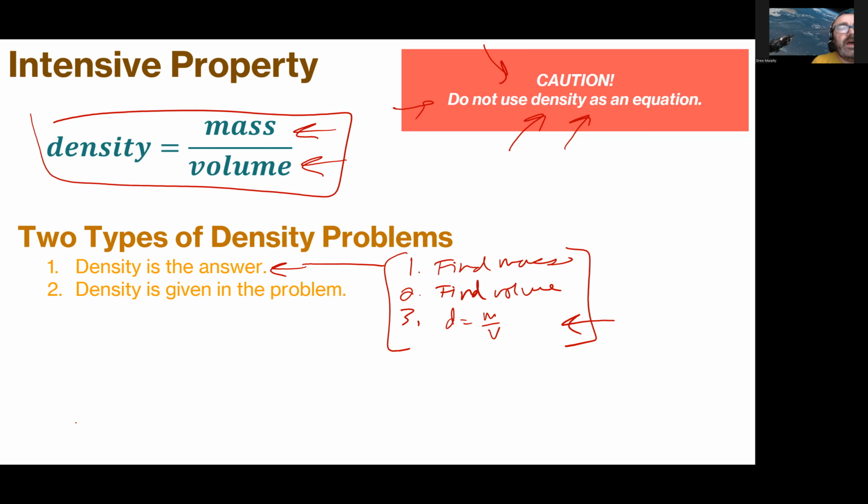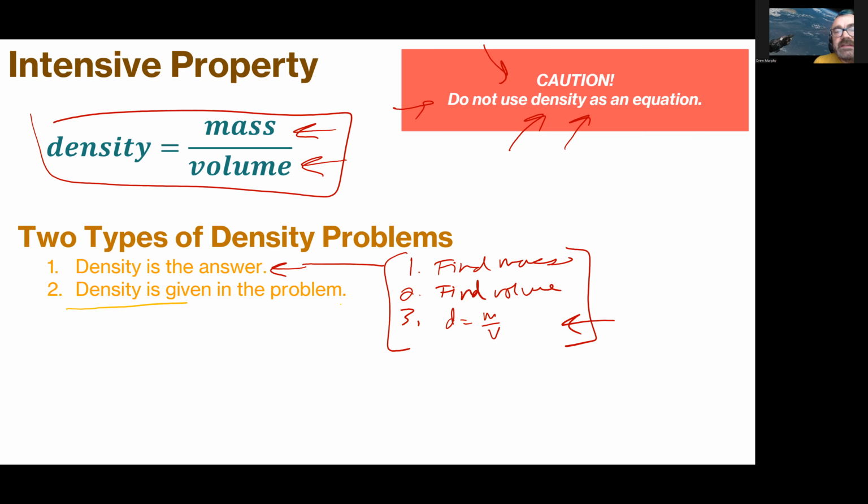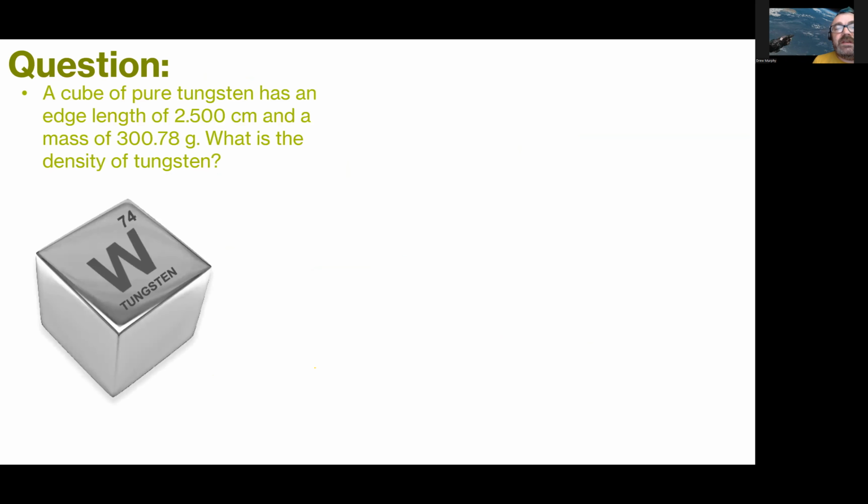The other kind of density problem we're going to see is where density is given in the problem. When density is given in the problem, you have to use dimensional analysis. This is why I lump density in with dimensional analysis, because it's a great way to reinforce dimensional analysis skills. So this is going to give us more practice for dimensional analysis as we do stuff. All right, so let's dive in and work a bunch of examples.